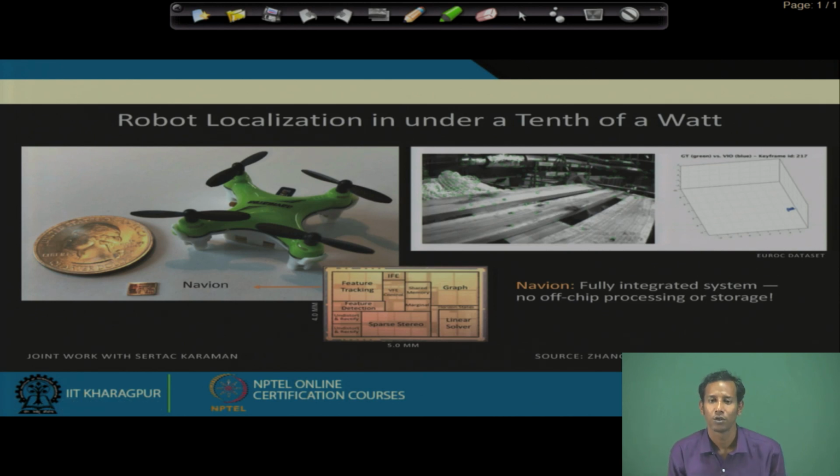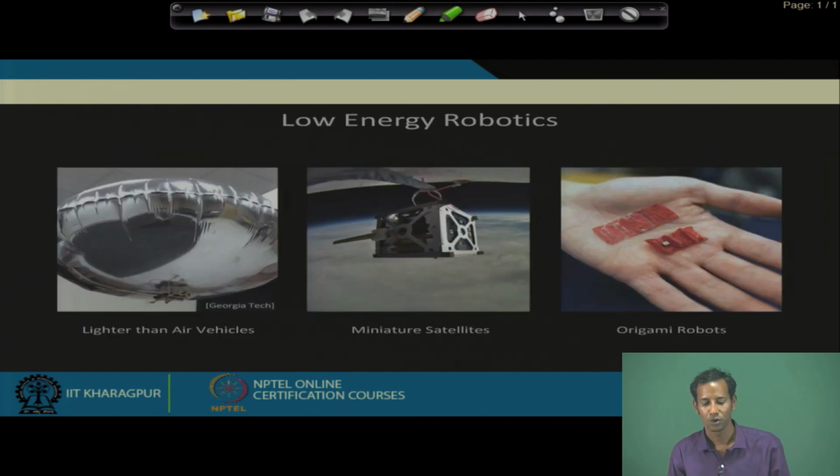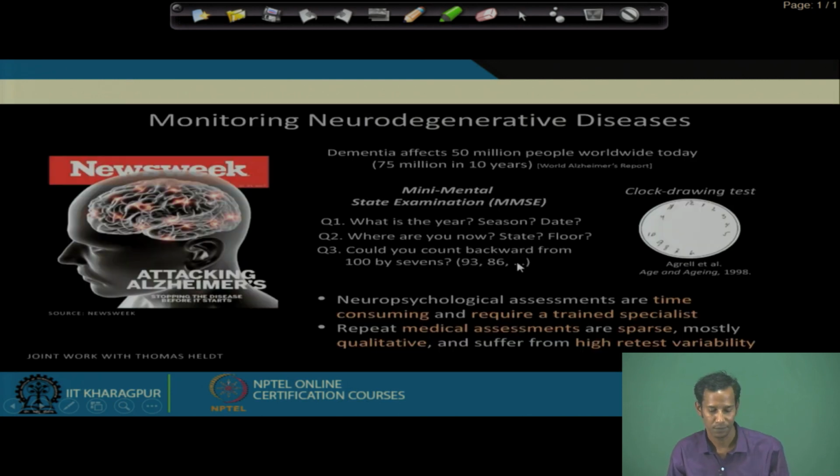So, we can use this artificial intelligence in robots and everywhere. If you have heard about Sophia, the first humanoid robot, it is a living example of artificial intelligence put inside machines. Then we need low energy robots. For lighter than air vehicles, we need artificial intelligence support in satellites. We have origami robots. All these are low energy robotics applications.